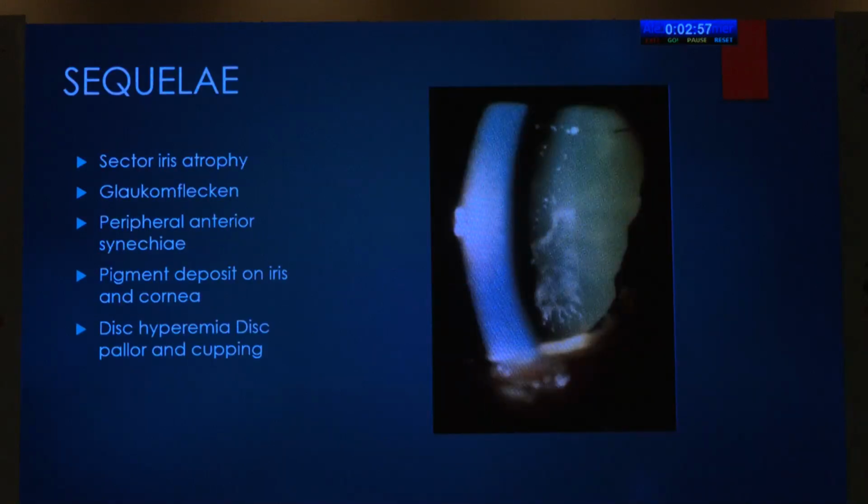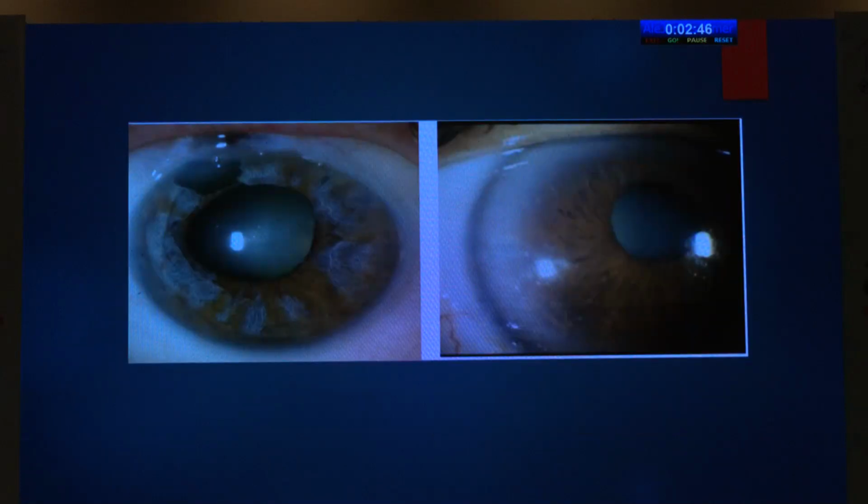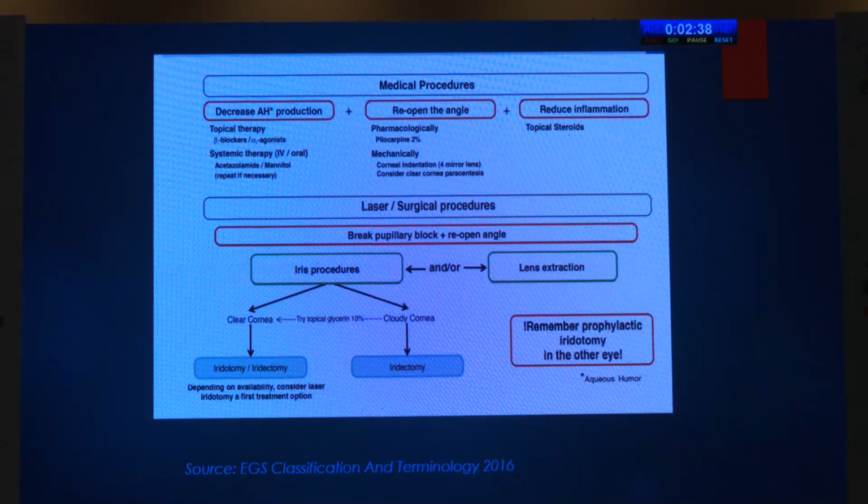The sequelae may be in the form of sectoral iris atrophy, glaukomflecken, peripheral anterior synechiae, pigment deposition on the iris and cornea, disc hyperemia, disc pallor, and cupping. These are the sequelae which we can see in the form of iris spiraling, several patches of iris atrophy, and optic atrophy.